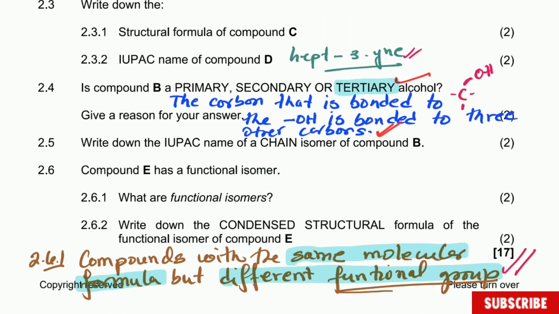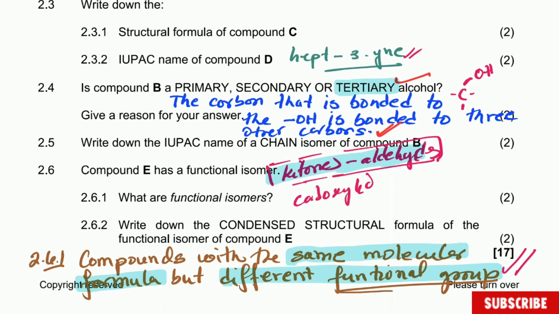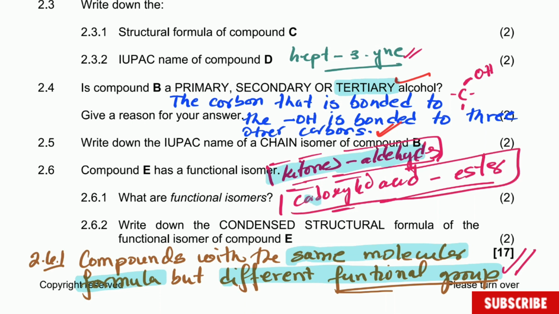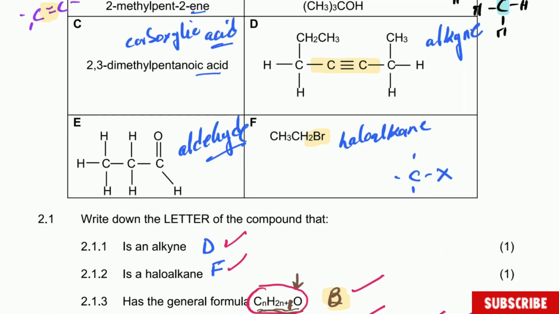So guys, in terms of functional isomers, we have ketones and aldehydes. The functional isomer of a ketone will be an aldehyde, and the functional isomer of an aldehyde will be a ketone. But we also have carboxylic acids and esters. In other words, if you want the functional isomer of a carboxylic acid, you're looking for an ester. And if you want the functional isomer of an ester, you're looking for a carboxylic acid. In this case, we have an aldehyde here. We're looking for a ketone that has the same number of carbons, the same number of hydrogens, and the same number of oxygens.